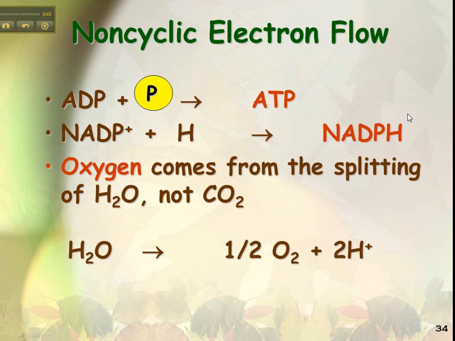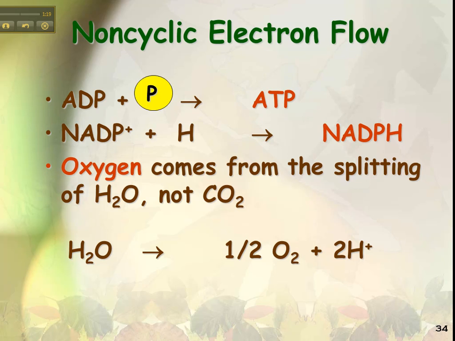So a few things about the non-cyclic. ADP plus the phosphorus is going to give us ATP. NADP plus hydrogen is NADPH, so same thing. This just gained an electron, and so it is reduced. Also, oxygen, we're getting oxygen. So the way plants are getting oxygen is they're splitting water. So it's not coming from the carbon dioxide, it's coming from water.